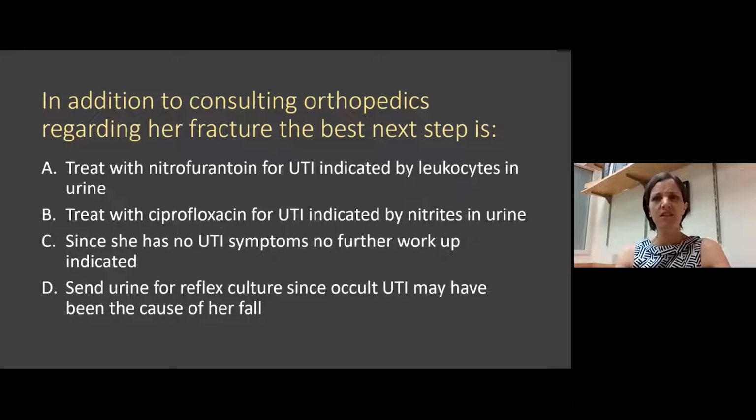In addition to consulting orthopedics regarding her fracture, the next best step is A, treat with nitrofurantoin for UTI, which is indicated by the leukocytes in her urine. B, treat with ciprofloxacin for UTI indicated by nitrates in her urine. C, since she has no UTI symptoms, no further workup is indicated. Or D, send the urine for reflex culture since occult UTI may have been the cause of her fall. So think about your best answer.